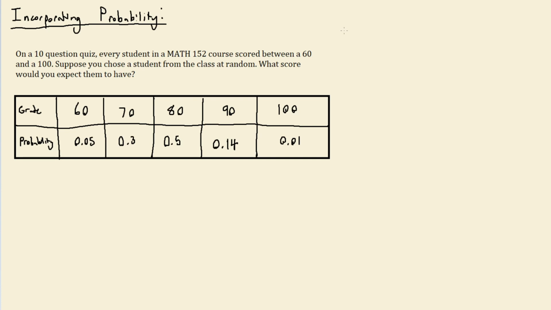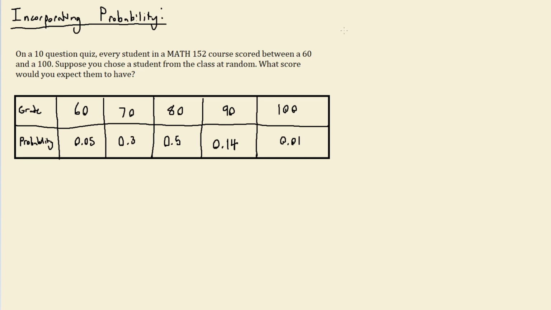Right, so moving on here, what we want to do is incorporate probability into this idea of mean and variance and standard deviation. We want to incorporate these ideas together. So I have a little question here. It says, on a 10-question quiz, every student in a Math 152 course scored between a 60 and a 100. Math 152 at my university, I think, is Calculus 2 or something. But it's irrelevant. Suppose you chose a student from the class at random. What score would you expect them to have?